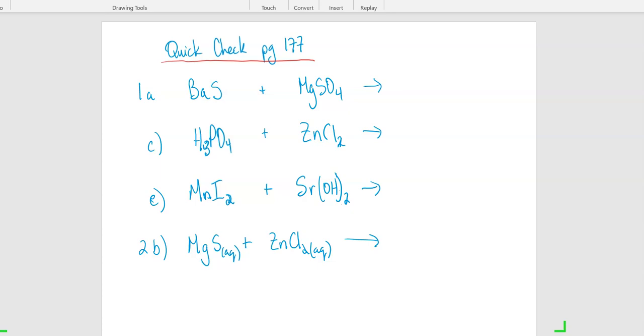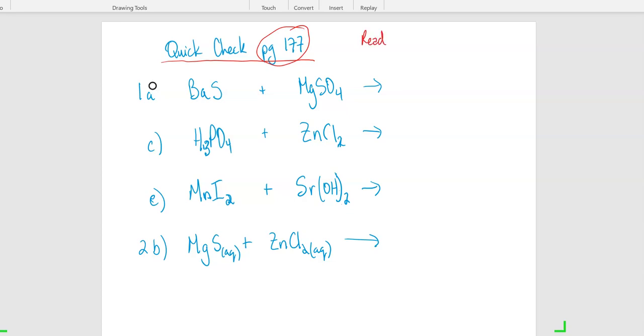Hey everyone, so I said we would pick up here on the quick check that was assigned, page 177. If you have not attempted these questions, you should give it a go. I strongly recommend reading pages 175 and 176.